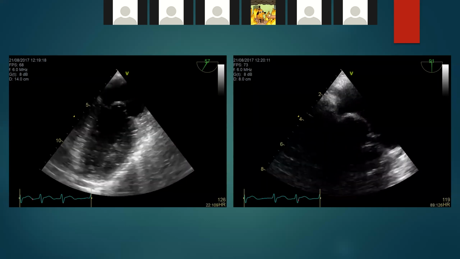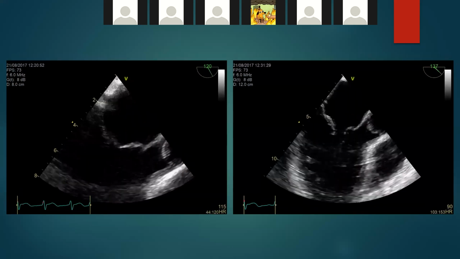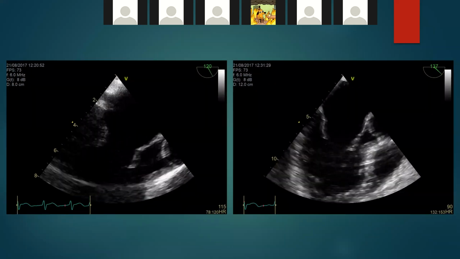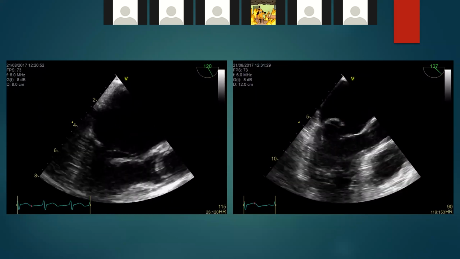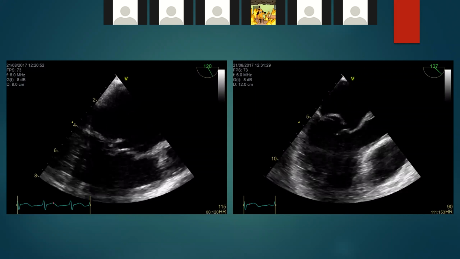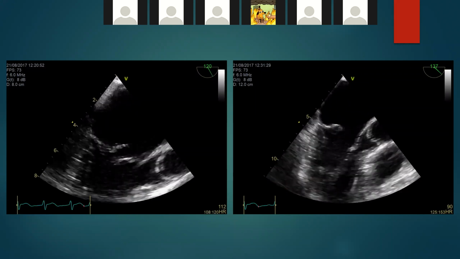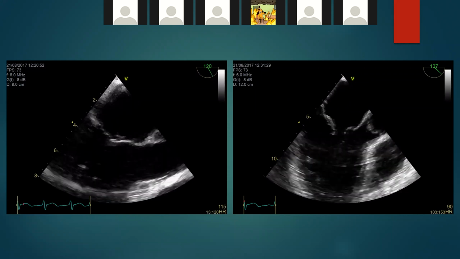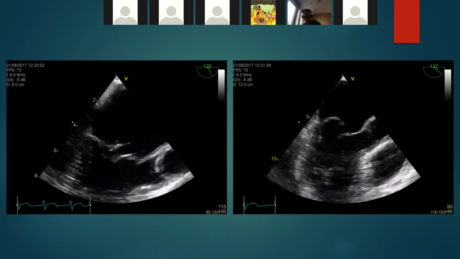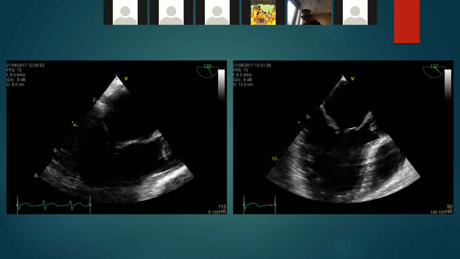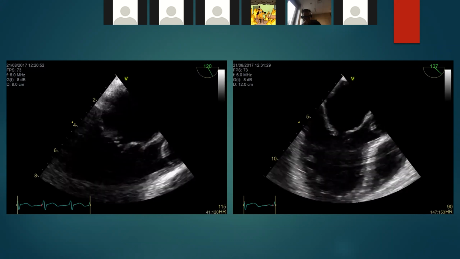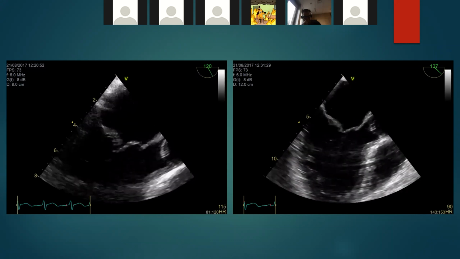Very nice. And this is at the 120 degrees. So what would be towards the aortic valve would be the anterior. Okay. So the anterior looks completely okay. The posterior again is demonstrating the same.